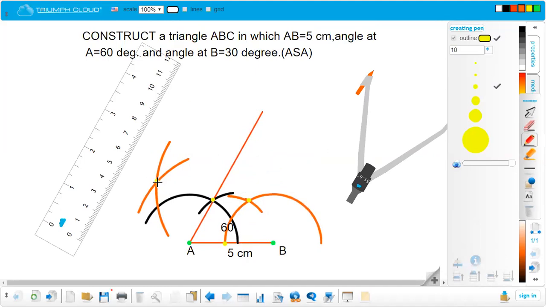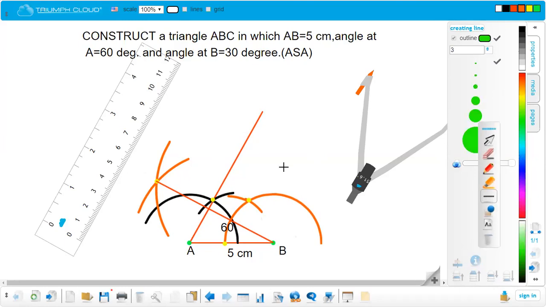Let's join this point to the point B. Let me use the line segment. You can use the ruler to join these lines. Just joining these 2 points, and here these are the 2 sides. Let me mark the intersection point of these 2 sides, and this intersection point will identify the next point C.